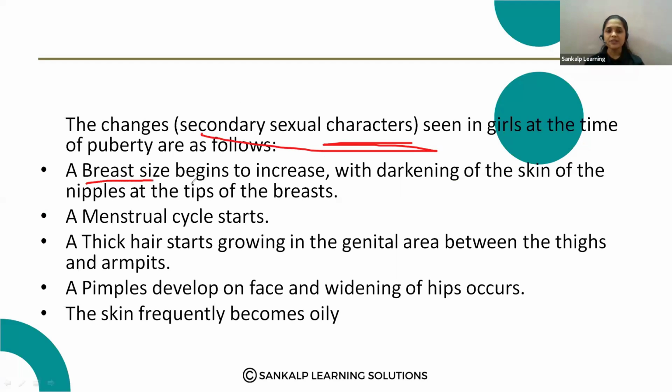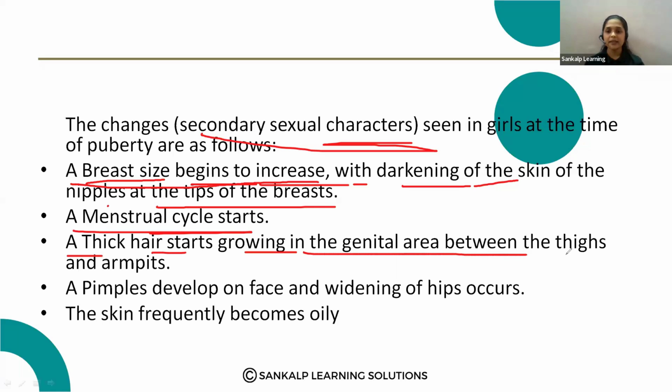Okay. Here, breast size begins to increase with darkening of the skin of the nipples at the tip of the breast, and the menstruation cycle starts. During puberty, in females, the menstruation cycle starts, and the breast size begins to increase. And thick hair starts growing in the genital area between the thighs and in the armpits. This change we can observe in boys also, not only girls. The thick hair starts growing in the genital area, which we can observe in the boys also.